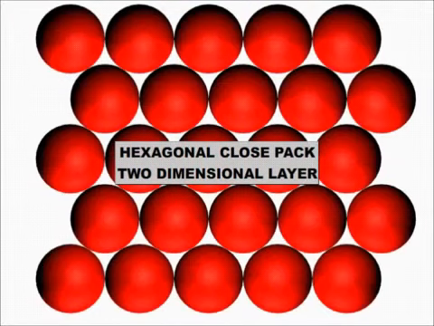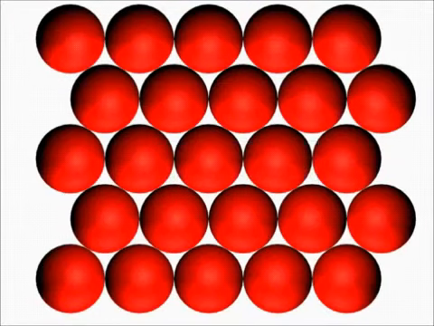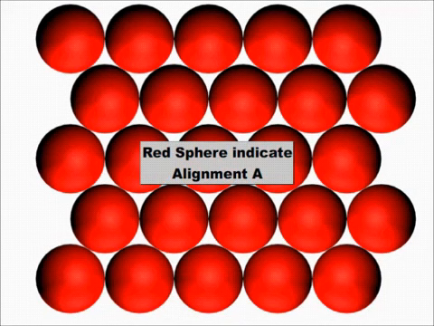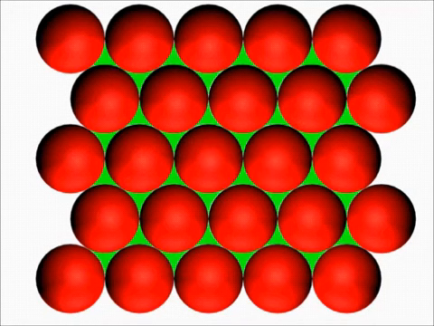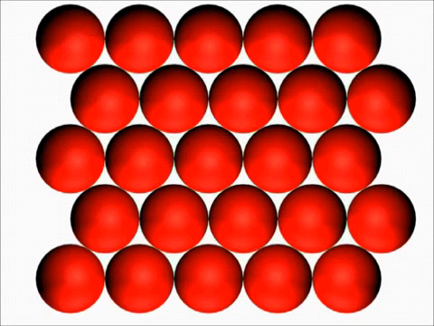Taking hexagonal close packing two-dimensional layers. The first layer contains red colored spheres indicating the alignment of the layer. This alignment is called A. These are the void spaces of the layer. We have to place a layer on top of this layer.